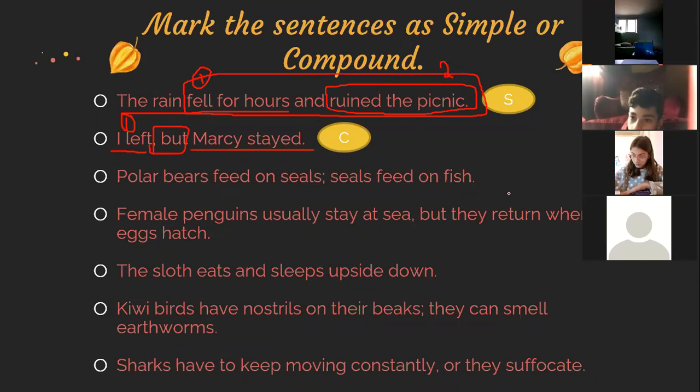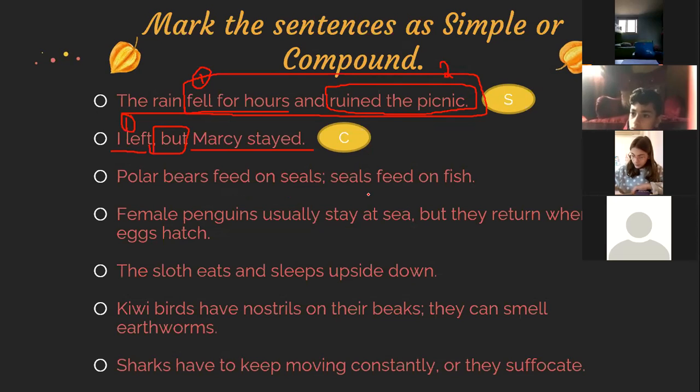Polar bears feed on seals. Seals feed on fish. Okay, feed, not fed, feed. So this is a simple sentence. It has one independent clause. Miss, three or four? Oh, three. Yeah, compound. Sorry. Compound. So it's made of two independent clauses.